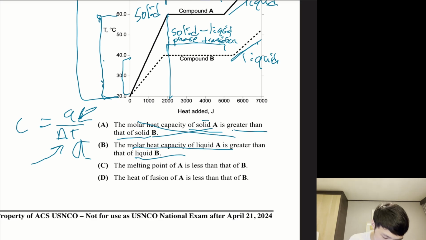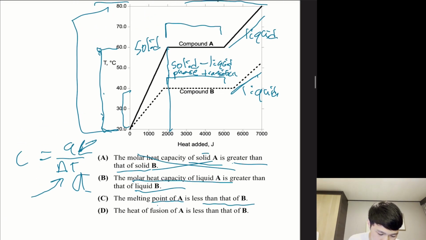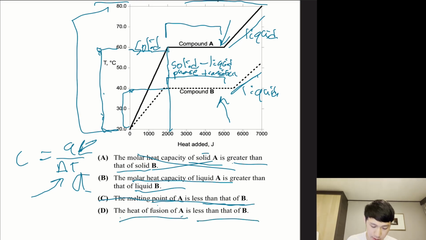Problem C, the melting point of A is less than that of B. So we said that this region right here is the solid liquid transition phase. That's also known as the melting point. So the temperature of the melting point for A is 60 degrees, and the temperature of the melting point of B is 40 degrees. So clearly the melting point of A is not less than that of B. C is incorrect. Lastly, the heat of fusion of A is less than that of B.